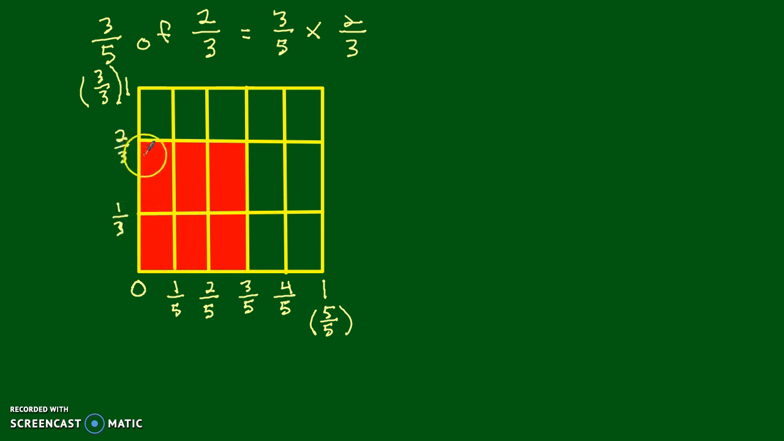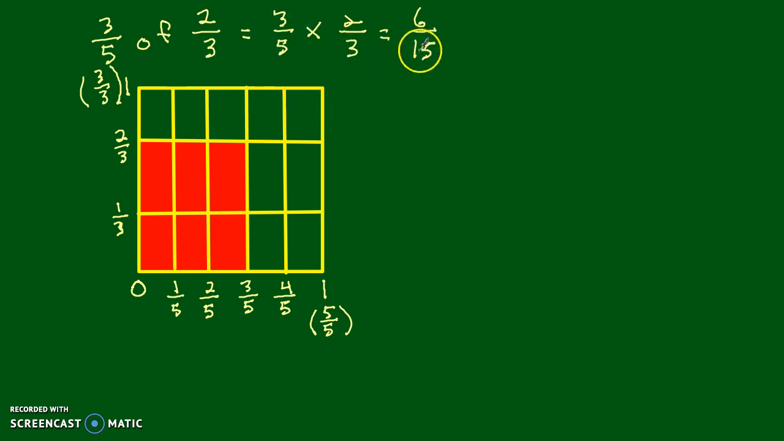And of the shaded portion, we have six parts shaded in. And then for a total, we have 1, 2, 3, 4, 5, 6, 7, 8, 9, 10, 11, 12, 13, 14, 15. So it would be 6/15. So 3/5 times 2/3 equals 6/15.